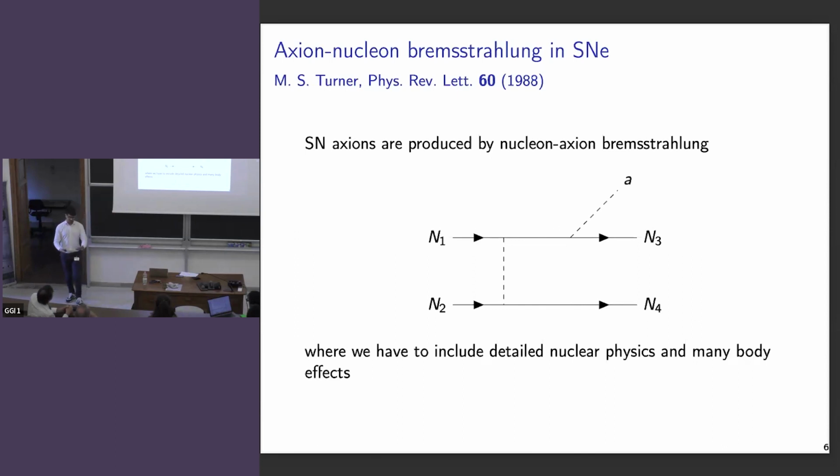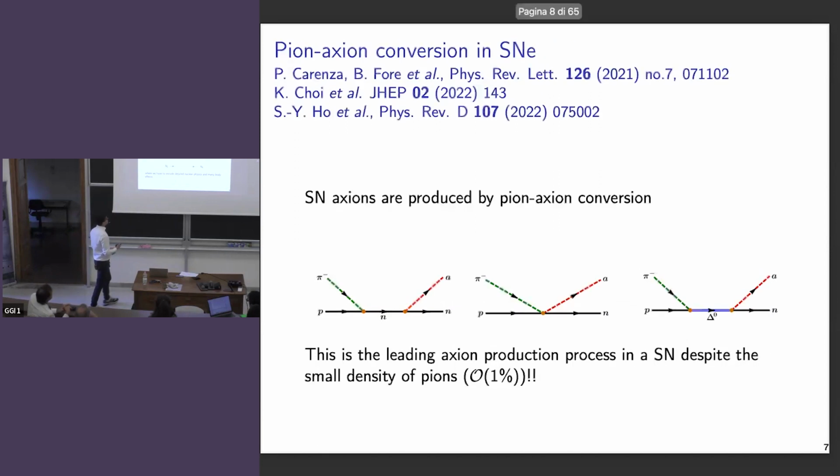And in addition, in the last years, it has been shown that there is another process which is competitive with the nuclear bremsstrahlung, which is the pion conversion. So this is essentially the Compton-like scattering of a pion on nucleons producing an axion. And there were some papers in the 90s discussing the possibility to produce axions through this process. But over the years, this process was overlooked, since it was supposed that the population of pions inside supernovae was suppressed, since the thermal abundance of pions inside supernovae is very low.